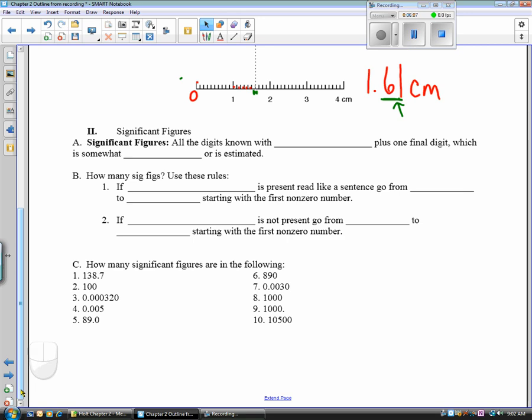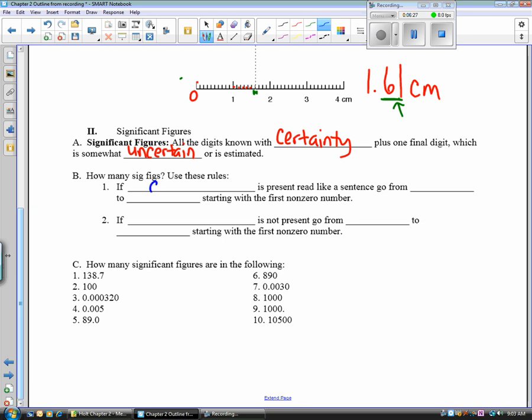Significant figures are basically all the numbers that we know with certainty, and the final digit, which is somewhat uncertain or estimated, which is what we just did with those rulers. Now, when we're counting sig figs, we want to know how many significant figures there are, and I will abbreviate that sig figs a lot.